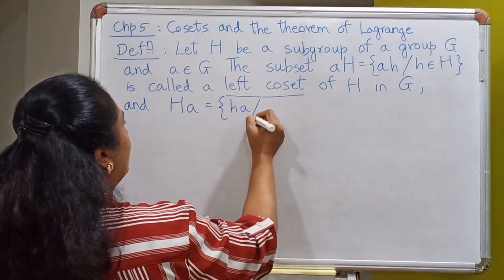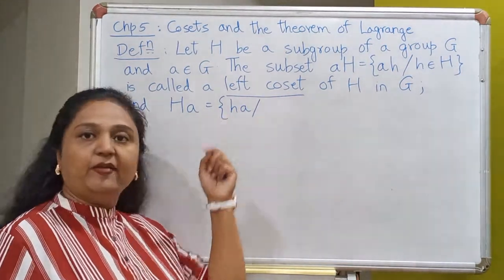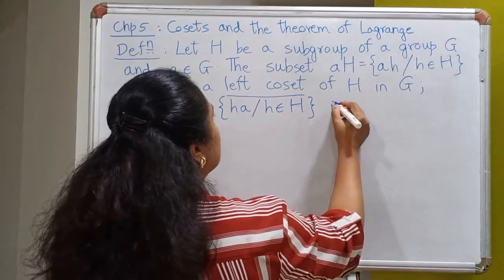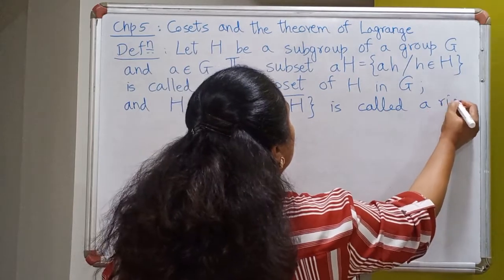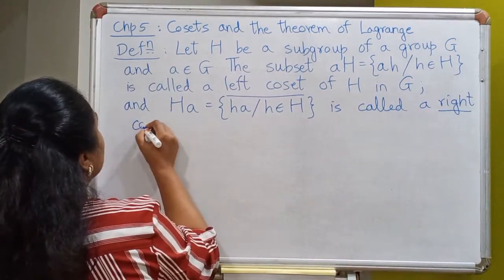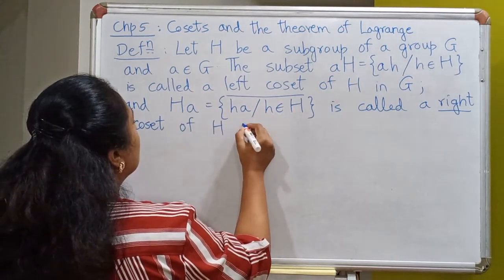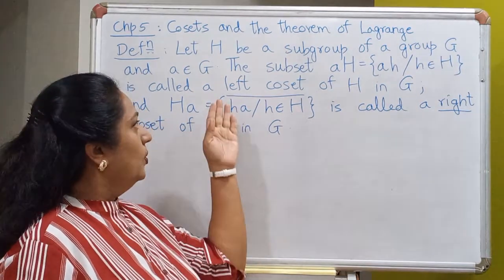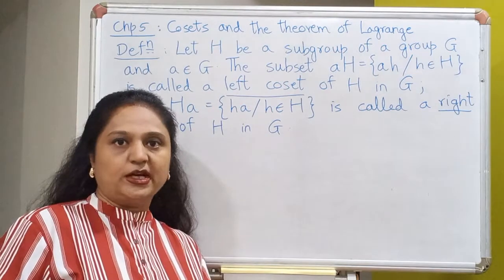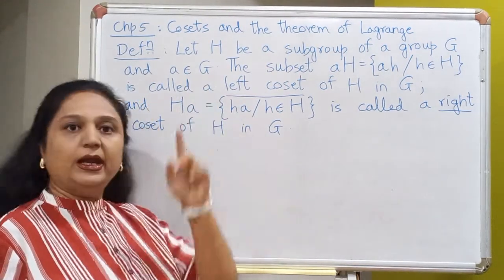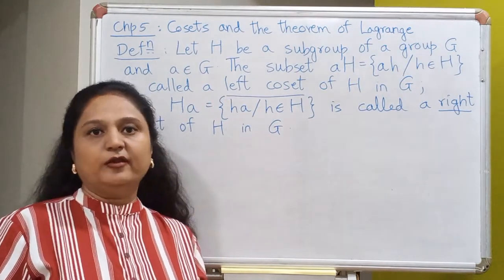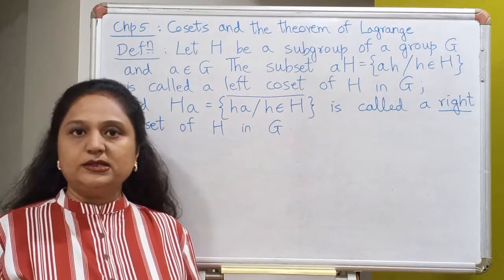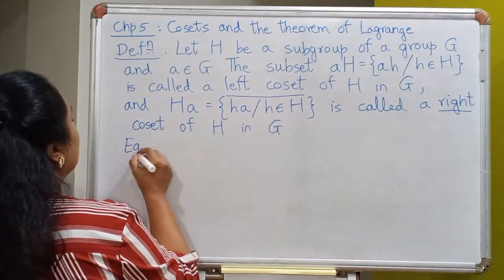you simply change the direction of A in the product. So this time we multiply every element in the subgroup from the right by the element A. This is called a right coset of H in G. So we have defined a left coset as well as a right coset of a subgroup in a group, and this is for any element A in G. So for every element of the group, you can define one left coset of H and one right coset of H in G. To understand this concept better, let's look at several examples.